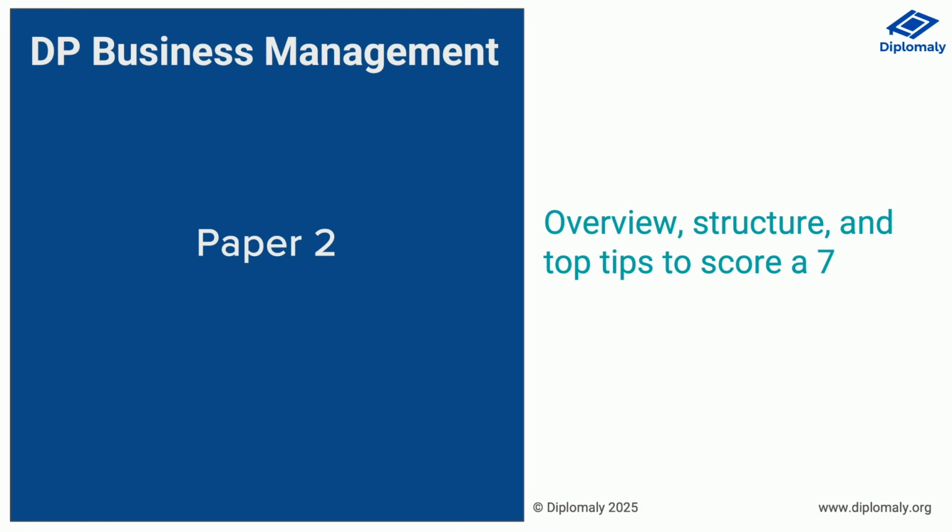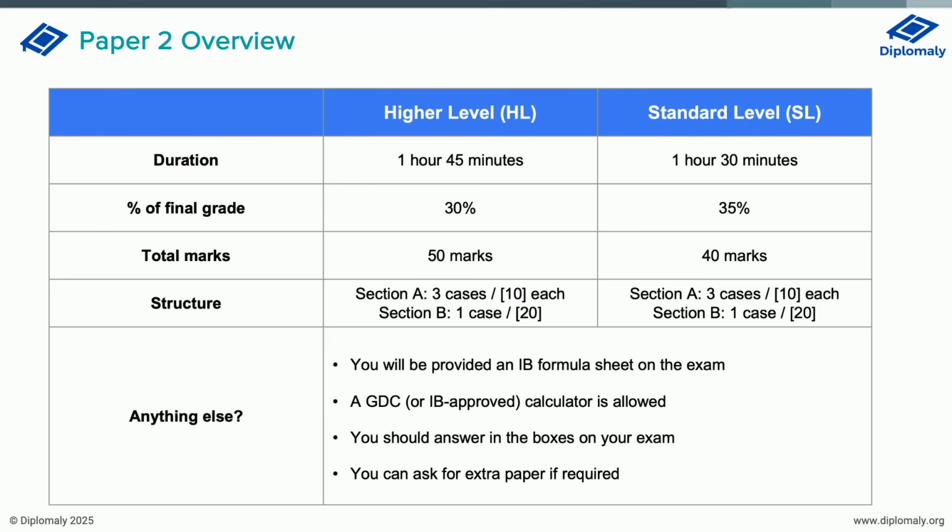In this video, we'll go through the IB Business Management Paper 2, focusing on the structure and content of the paper and top tips to score level 7. In terms of the Paper 2, HL students will have an hour and 45 minutes to complete their paper worth a total of 50 marks.